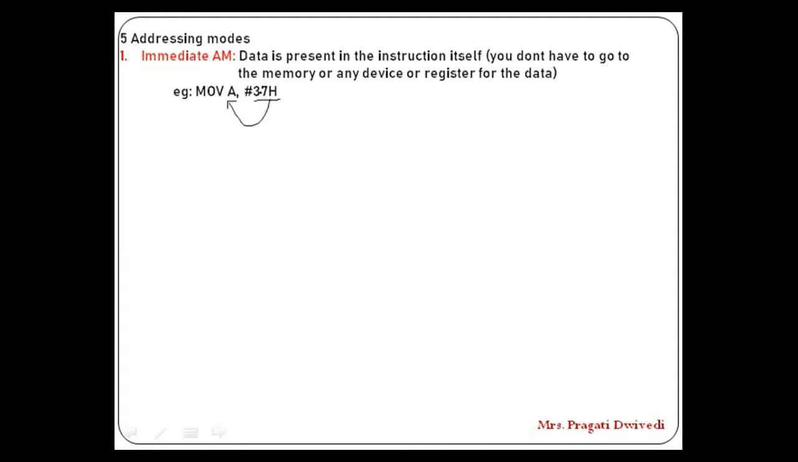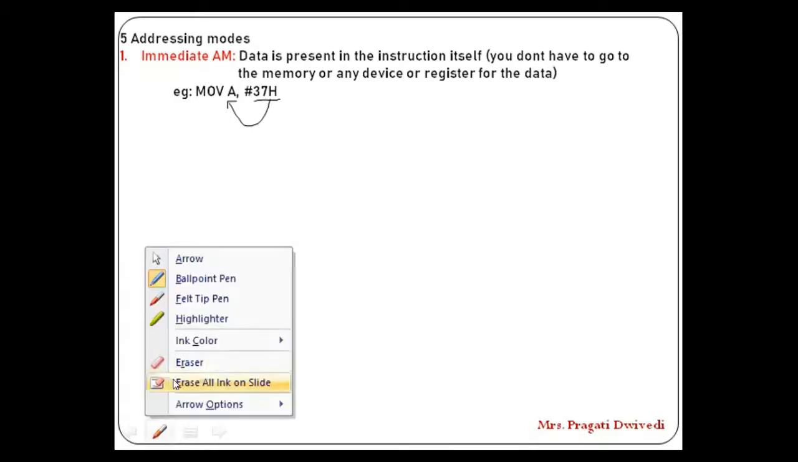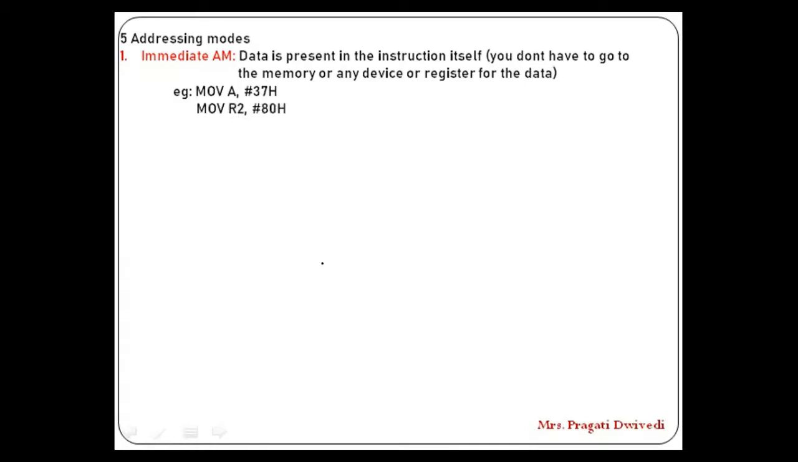So this 37 is the source, and A is the destination. Fine. So this is a very simple addressing mode. Looking at the instruction, you come to know what the data is and where it is moving. It is going into your accumulator. Let us see the next example.